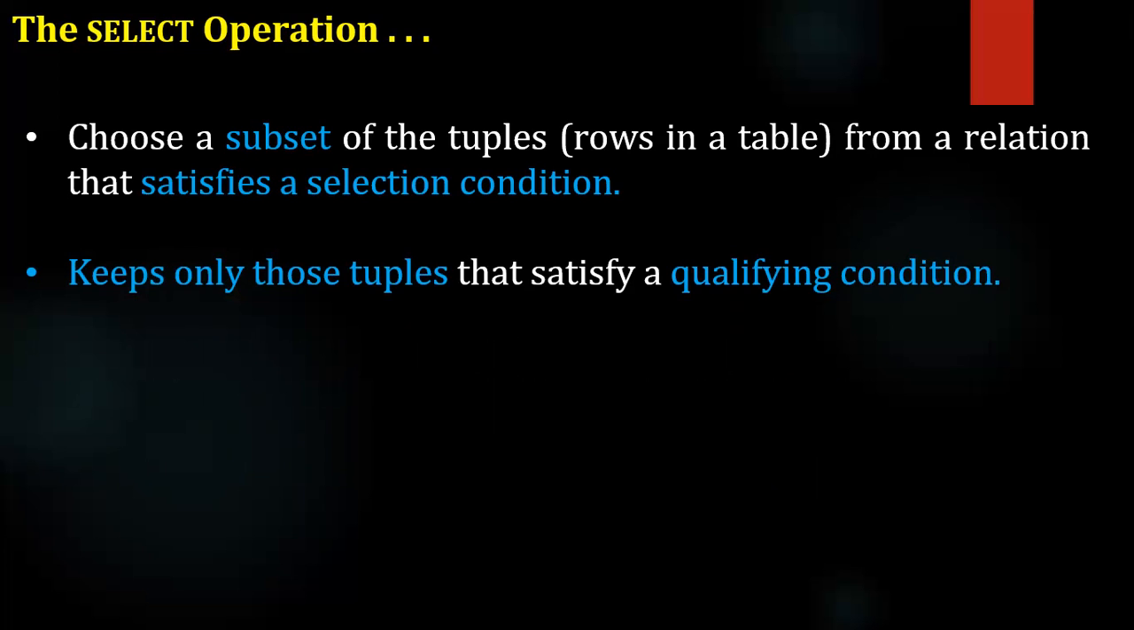If there are 500 students in 5th semester and 150 students are in 5th semester C section, and the qualifying condition is that I want to retrieve the details of the students who are in fifth semester C section, then it will retrieve only those students. So only 150 tuples among 500 tuples will be selected, and these 150 tuples will be in the resultant table.